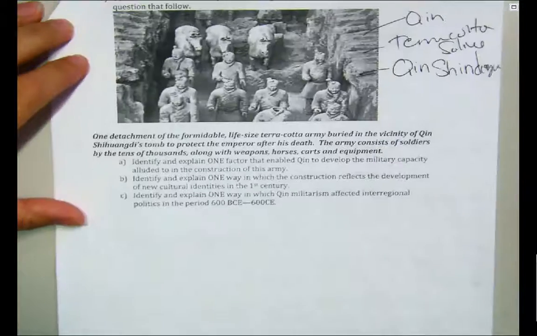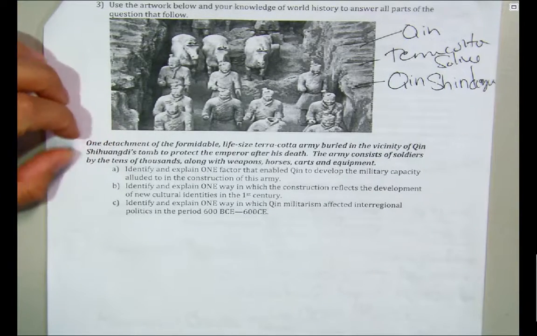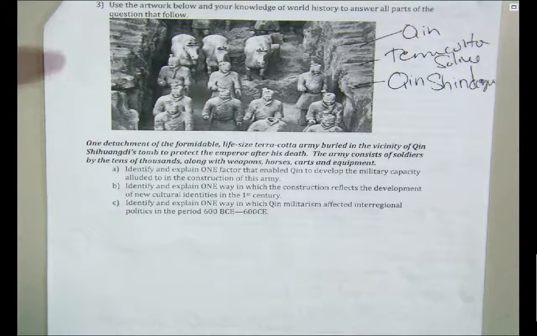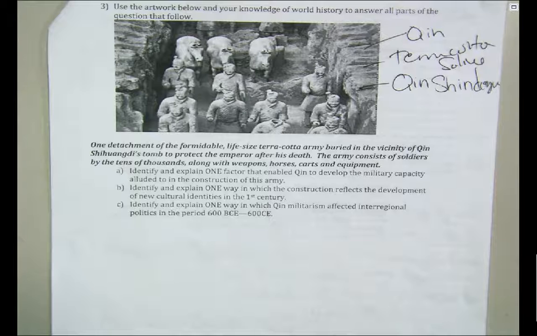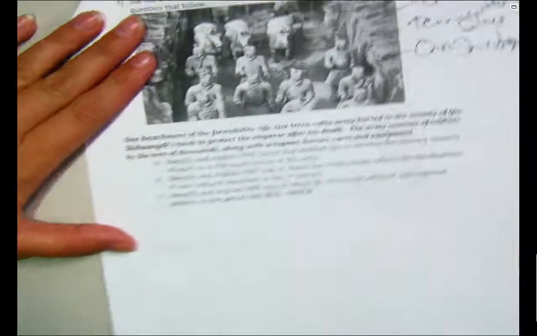Now, if it's in bold italicized under the image, it's always giving you a caption about what the image is. Anything AP gives you, you need to read because there are always hints in there. It's one of the few things AP does kindly. One detachment of the formidable life-size terracotta army buried in the vicinity of Qin Shihuangdi's tomb to protect the emperor after his death. The army consists of soldiers by tens of thousands, along with weapons, horses, carts, and equipment. Identify and explain one factor that enabled Qin to develop the military capacity alluded to in the construction of this army. All right, here we go.